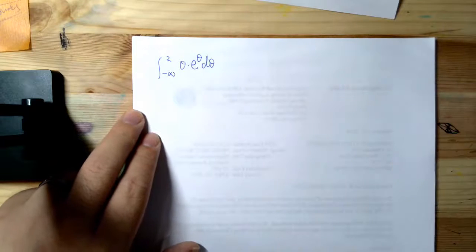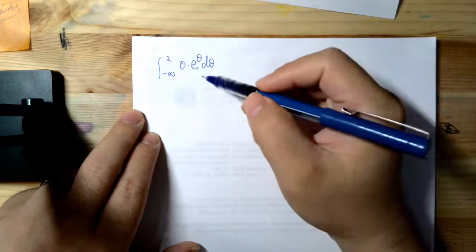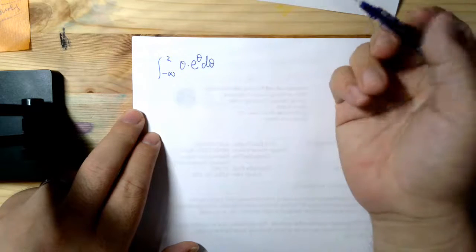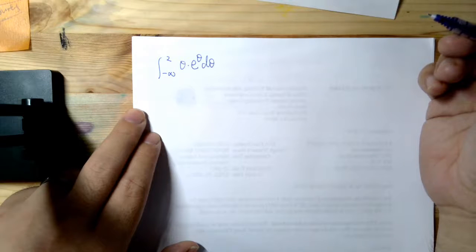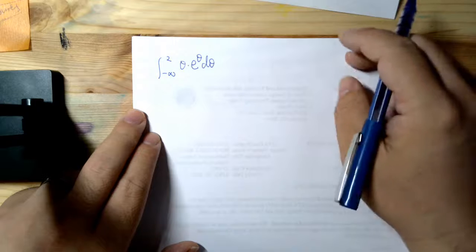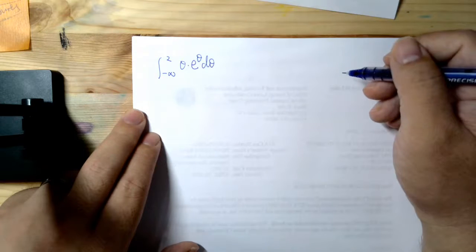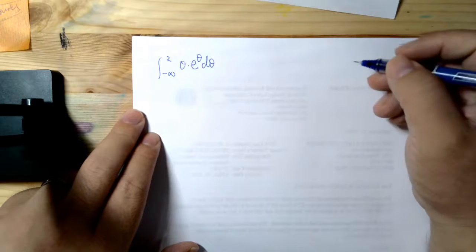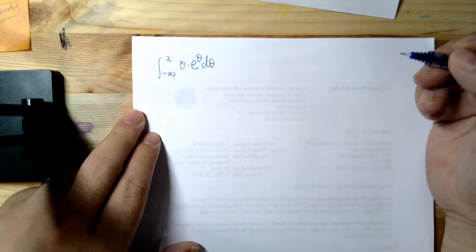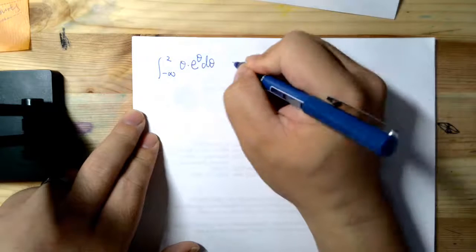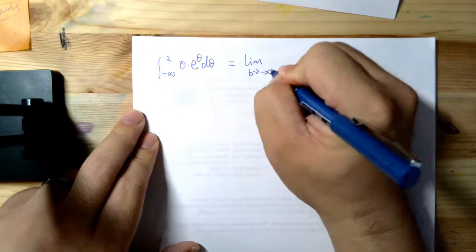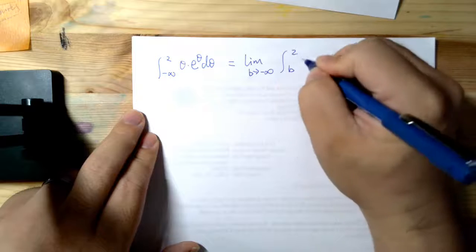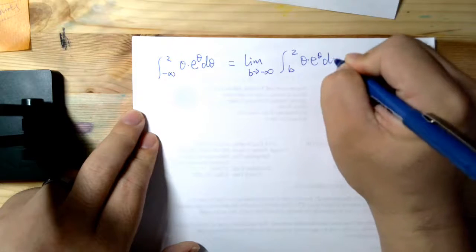Okay, so let us look at another improper integral, which is still seen this way. We assume this integral converges, and we just want to figure out what is the exact value for this integral. Since this is a type 1 improper integral, we're going to convert it into a limit problem, which is the limit as b goes to negative infinity of the integral from b to 2 of theta e^theta d theta.